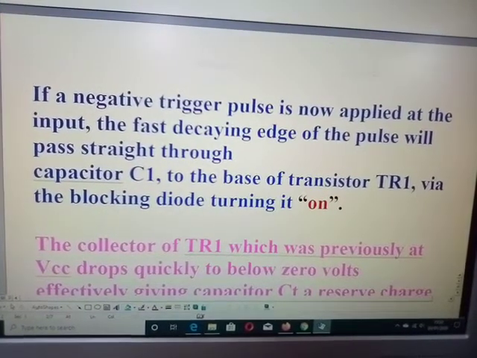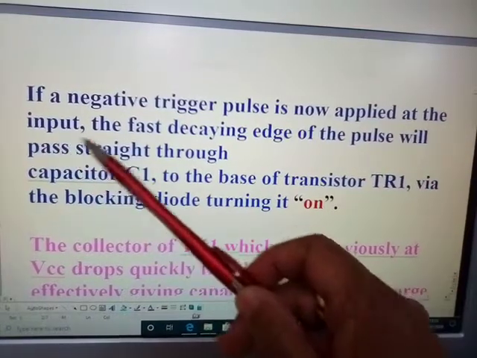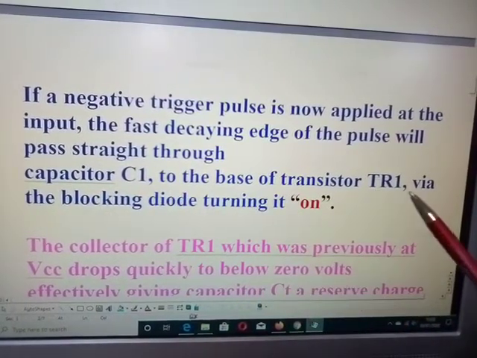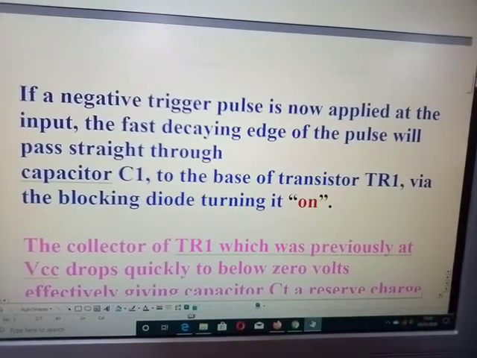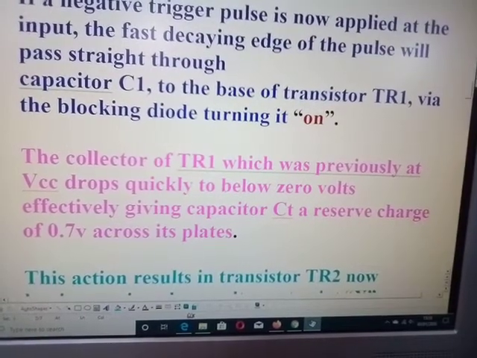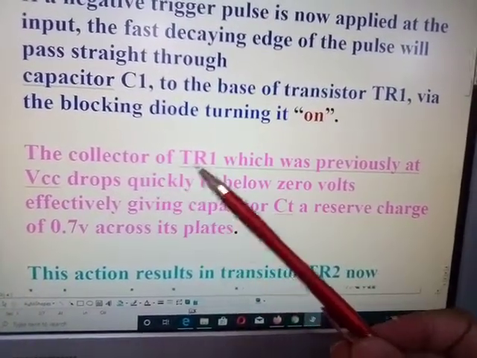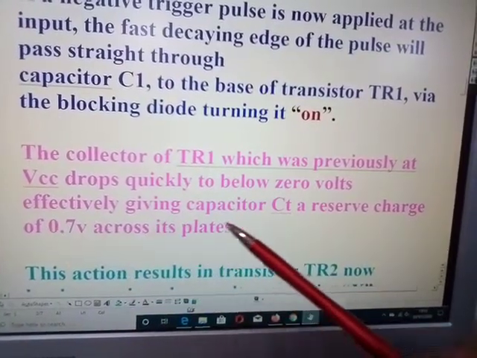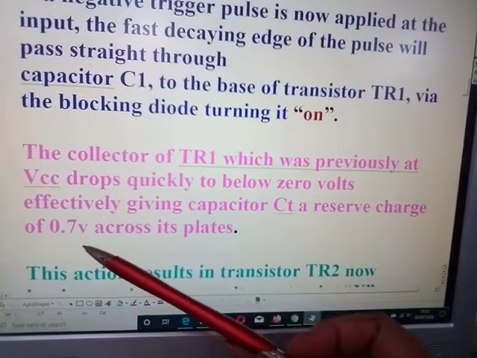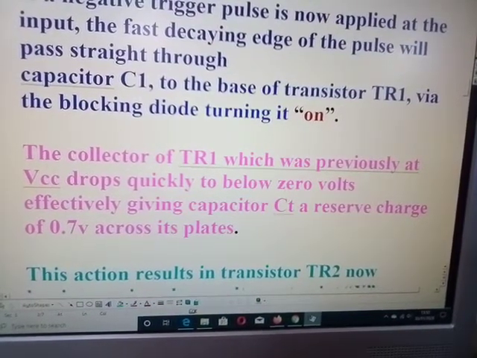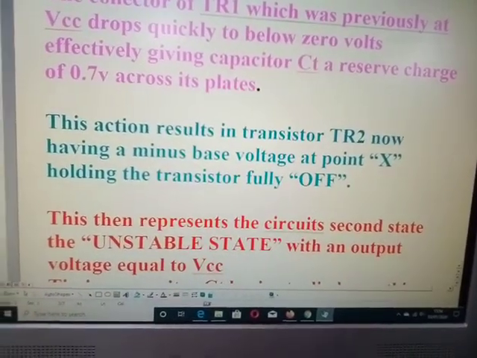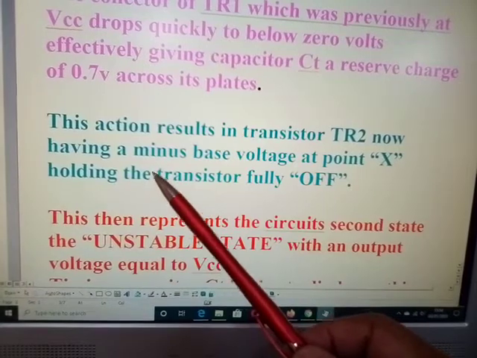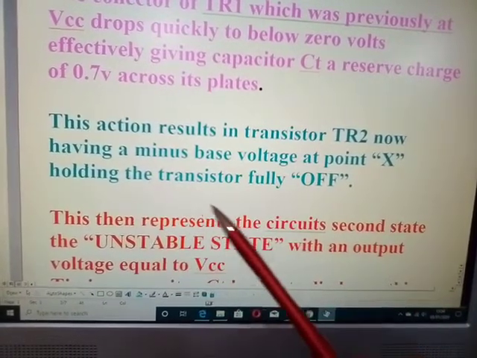Now again, just to recap, if a negative trigger pulse is now applied at the input, the fast decaying edge of the pulse will pass straight through capacitor C1 to the base of transistor TR1 via the blocking diode, turning it on. Now, the collector of TR1, which was previously at VCC, drops quickly to below 0 volts, effectively giving capacitor CT a reverse charge of 0.7 volts across its plates. This action results in transistor TR2 now having a minus base voltage at point X, holding the transistor fully off.